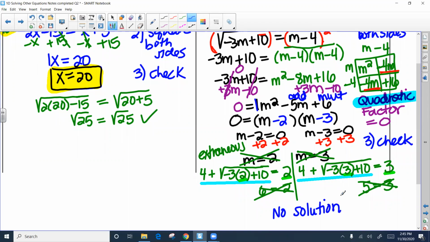Okay. Now, sometimes there's one solution. Sometimes one of the solutions work. Sometimes both of the solutions work. And in this case, sometimes none of the solutions work. So that's why it's important to always check our work, because we could have extraneous solutions.